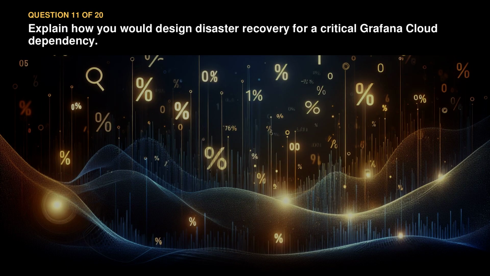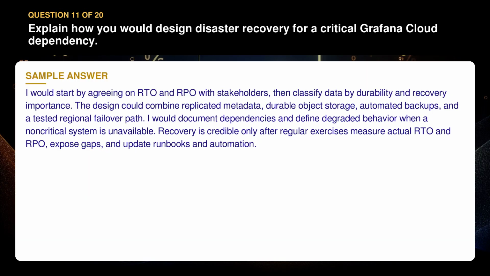Question 11. Explain how you would design disaster recovery for a critical Grafana Cloud dependency. I would start by agreeing on RTO and RPO with stakeholders, then classify data by durability and recovery importance. The design could combine replicated metadata, durable object storage, automated backups, and a tested regional failover path. I would document dependencies and define degraded behavior when a non-critical system is unavailable. Recovery is credible only after regular exercises measure actual RTO and RPO, expose gaps, and update runbooks and automation.